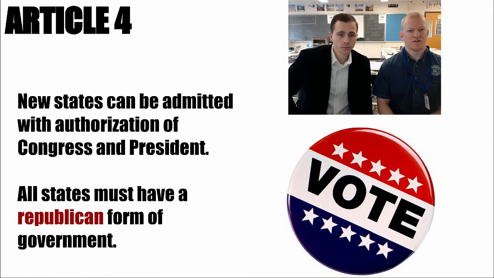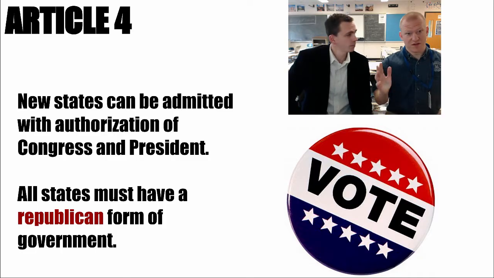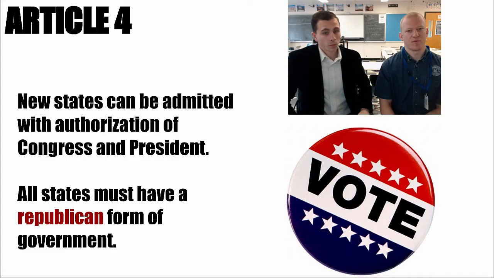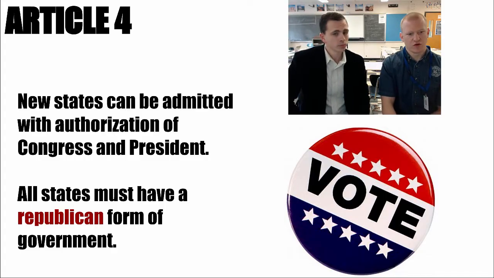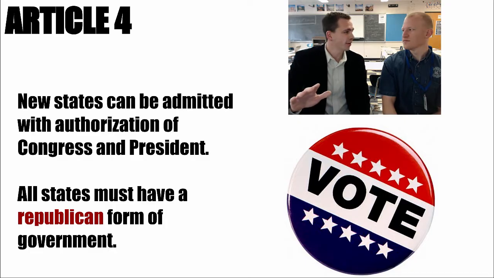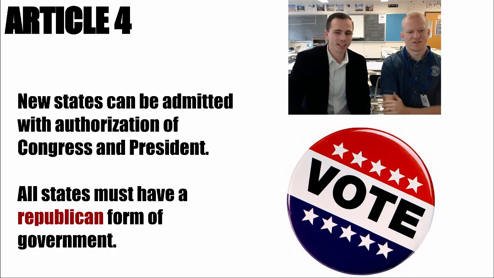Article 4 also deals with how new states can be admitted to the U.S. with the authorization of Congress and the President. Remember, we started out with 13. We've grown all the way to 50. Article 4 outlines that process. The only requirement, really, is to make sure that you have a Republican form of government. Okay, so no state dictatorships. Correct. Everyone has to have a democratic state government.